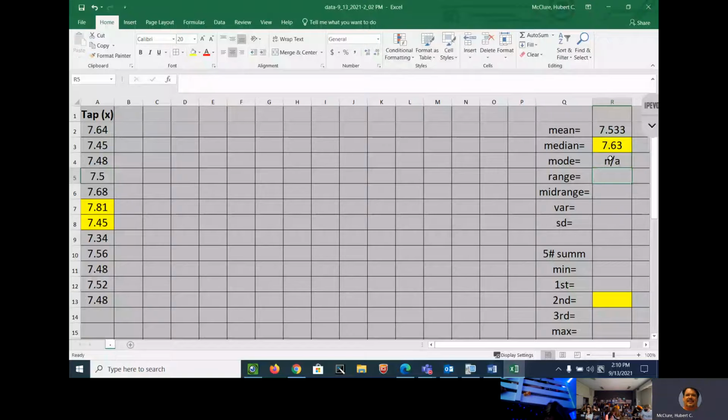So those are 1, 2, 3, 4, 5. These two numbers right here, that's going to be your median.